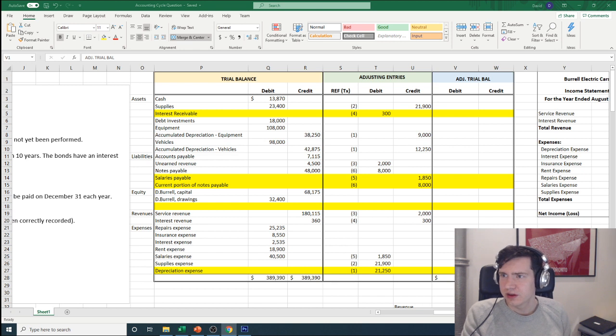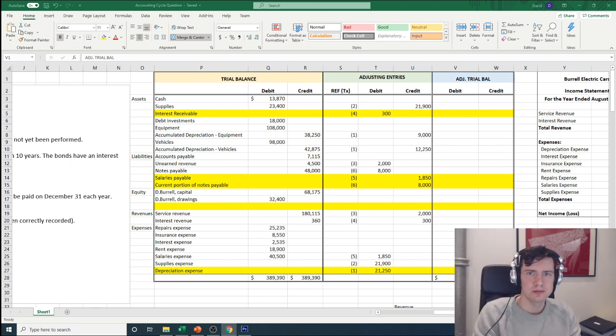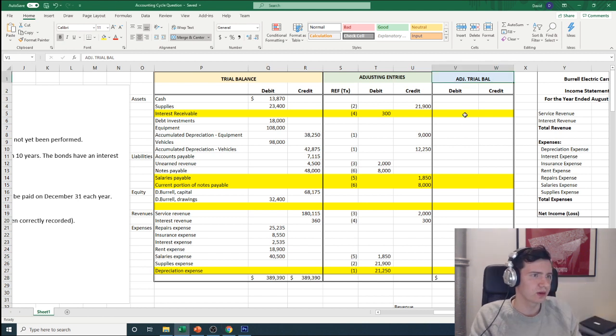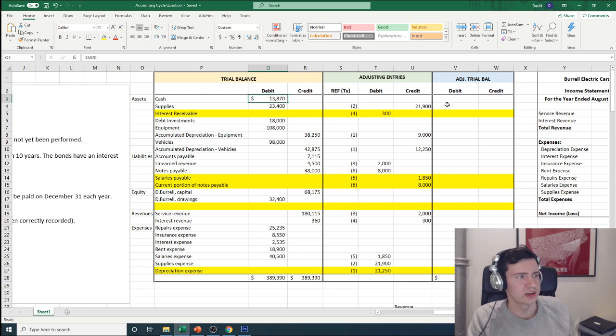What are we gonna do here? How are we going to create our adjusted trial balance? Well, all we're gonna do is we're gonna take our trial balance from before, and we're going to include our adjusting entries. And that way we'll update it, and then it'll be an adjusted trial balance.